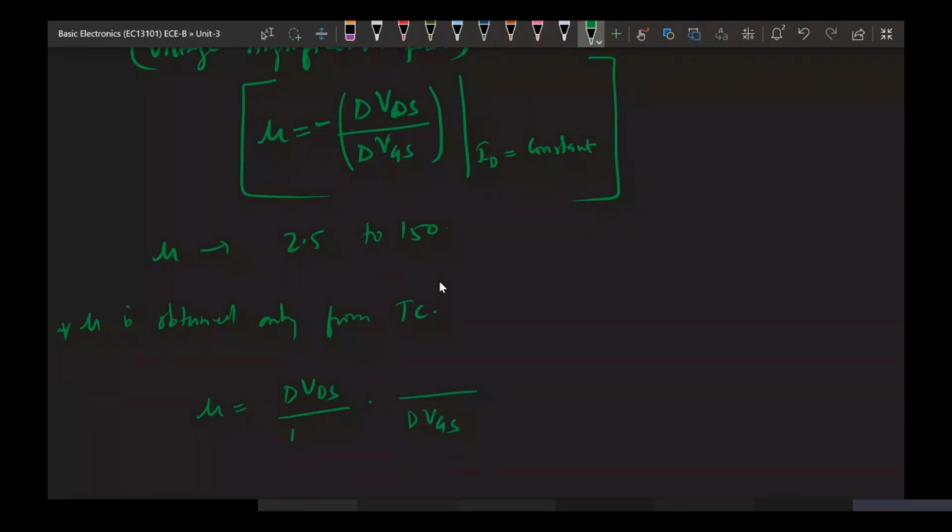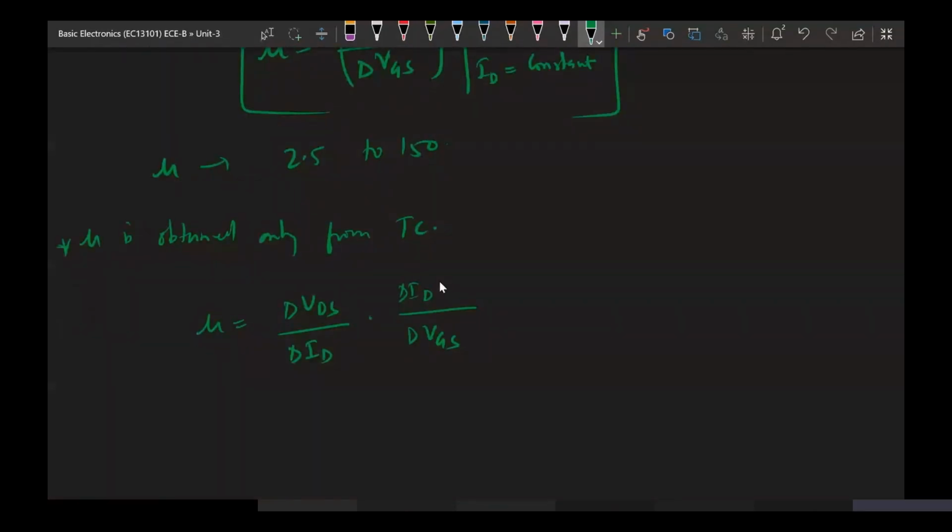If we apply the concept of change in ID over change in ID and multiply, this defines the RD, and this defines the GM. If we neglect the sign, mu will be given by RD multiplied by GM. So your amplification factor will be the multiplication of RD and GM.